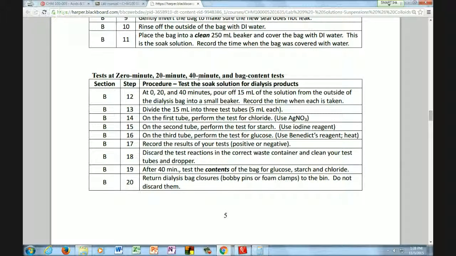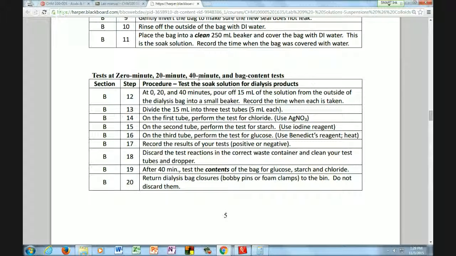We're not opening the bag after 20 minutes. Leave the bag closed, pour off some of the solution that was around it, and see if some of the stuff has come out yet. And so you're going to check that at 0, 20, and 40 minutes, and then test for chloride, glucose, and starch for each of those samples and write down whether or not they have chloride, glucose, and starch.